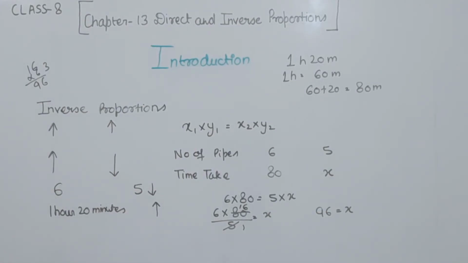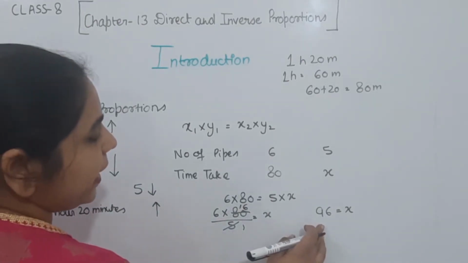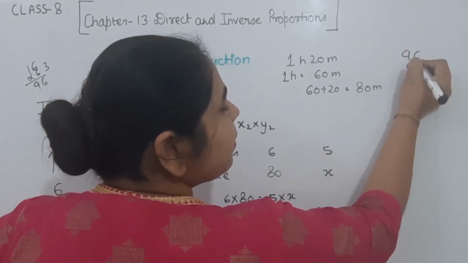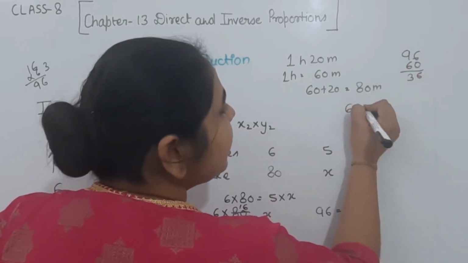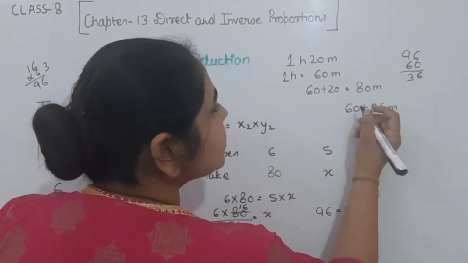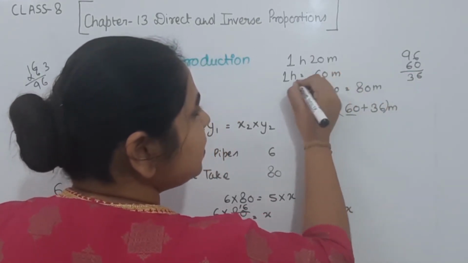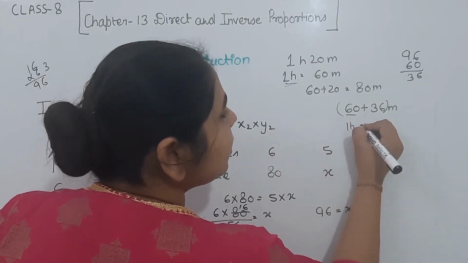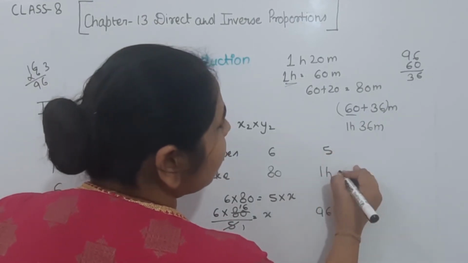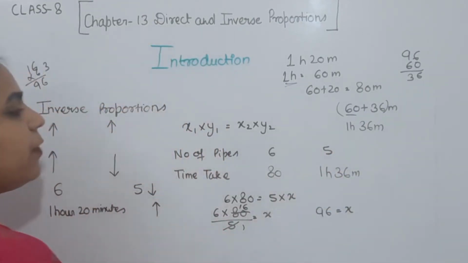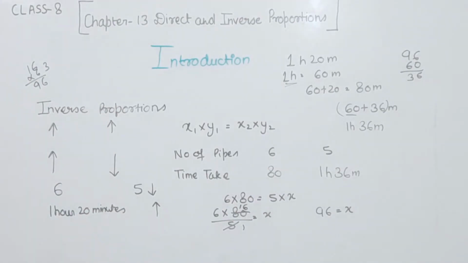Now we are going to convert this into hours. I can write 96 as, first of all I am going to subtract 60 from this one. So I am going to write 60 plus 36 minutes. I can write this 60 as 1 hour. So this is 1 hour and 36 minutes. This is the time it will take when we decrease the number of pipes. It will take much more time. So this one is inverse proportion.